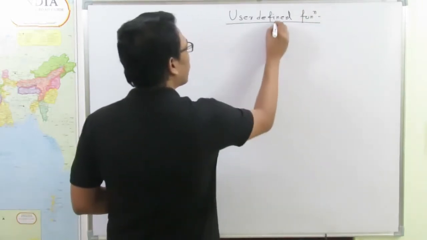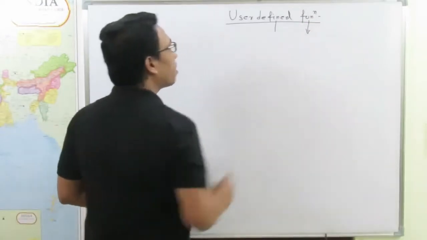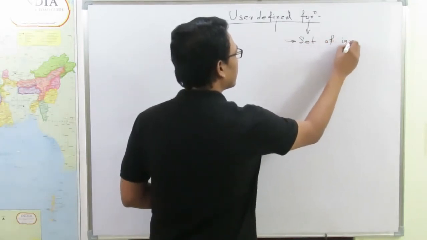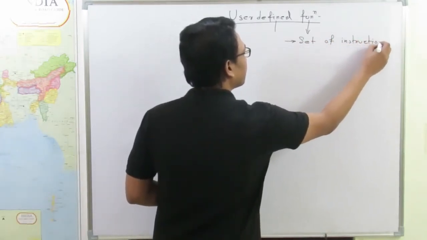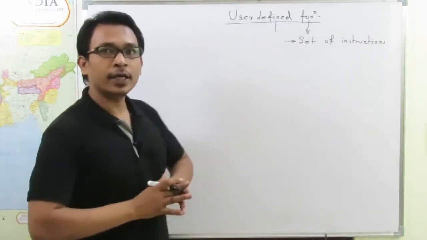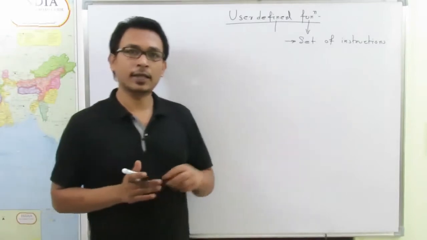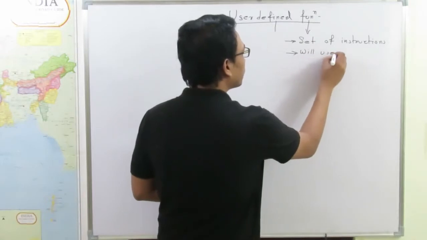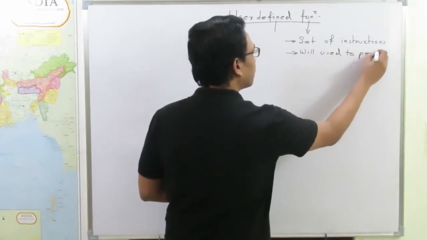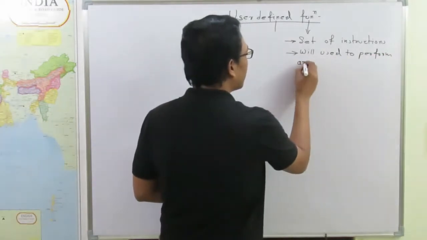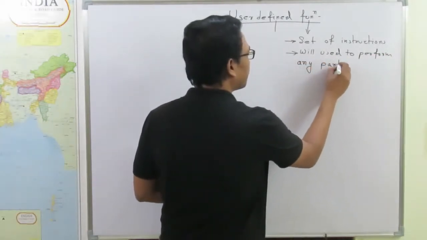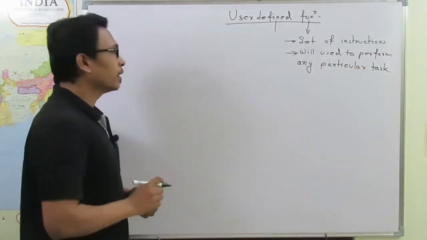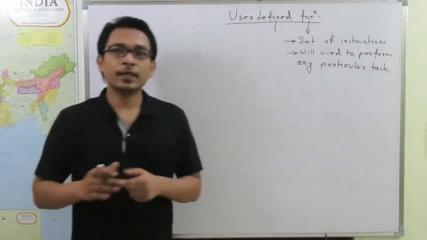Now, first of all, what is a function? A function is a set of instructions that we combine together to perform any particular task. That means this set of instructions will be used to perform any particular task. Now, how to define this function in C programming?